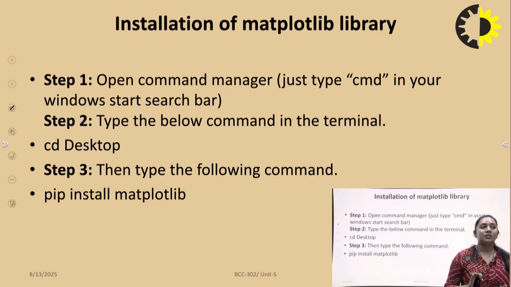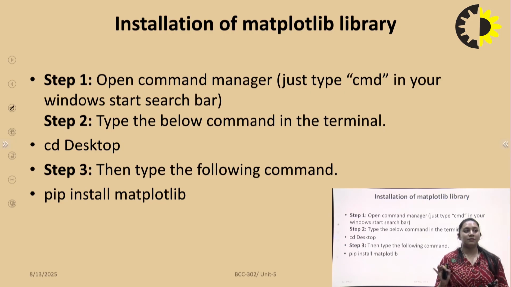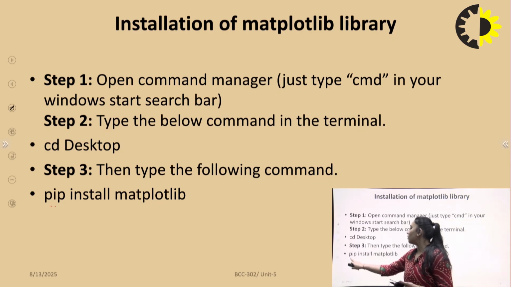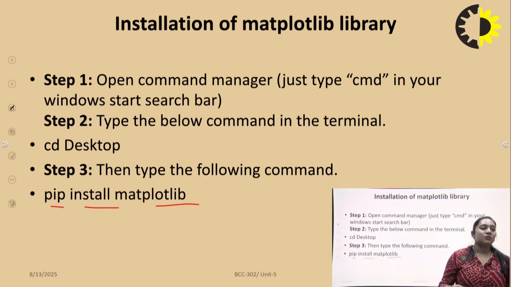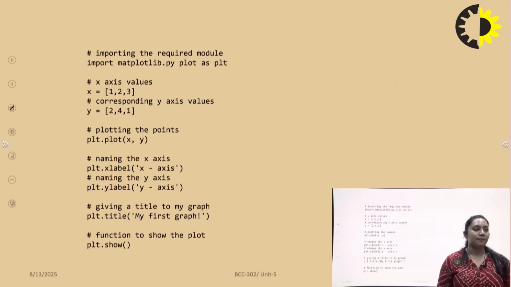All you need to do is open the command prompt, just CMD, and write the above code like cd desktop. And step 3, you just need to write pip install, like pip install numpy, or pip install matplotlib. The pip function can install that built-in library used in Python programming, matplotlib.